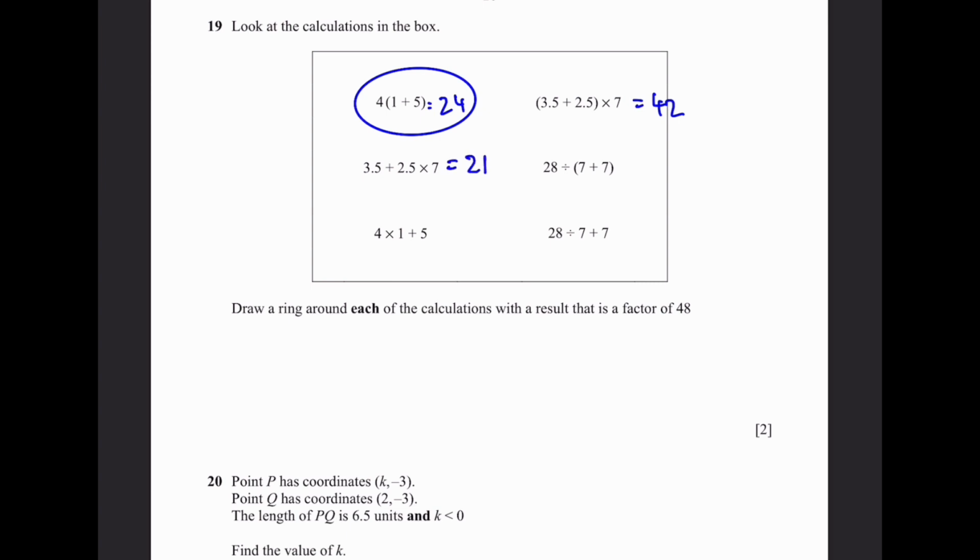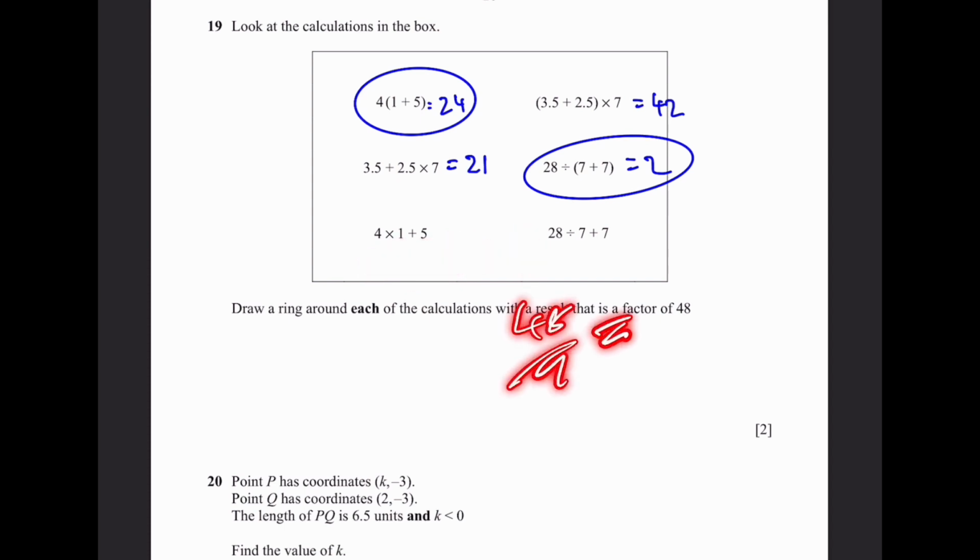28 divided by 7 plus 7. That'll be 28 divided by 14, which is 2. And 2 is a factor of 48. And that's why we can circle this. 4 into 1 plus 5. That'll be 4 plus 5, which is 9. But 48 divided by 9 is not a whole number. And that's why it's not a factor. This is 9, by the way.